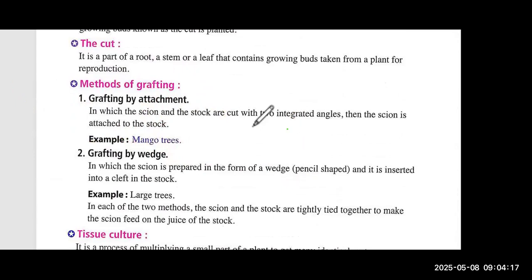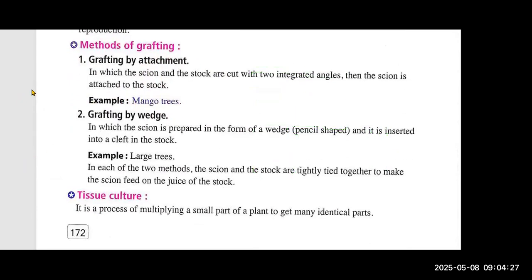Wedge grafting: one is cut at an angle and the other is cut in a wedge, like a pencil shape, and we can put this pencil in the other one so the scion takes the juice or food from the stock. Examples here, large trees. Tissue culture is the process of multiplying a small part of a plant to get many identical parts.